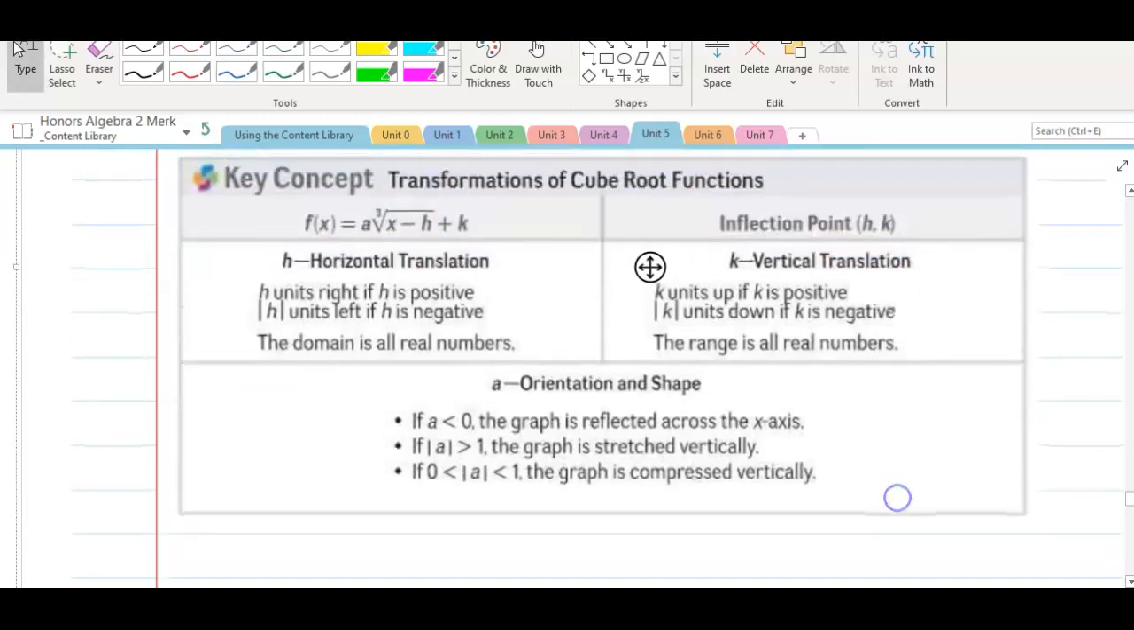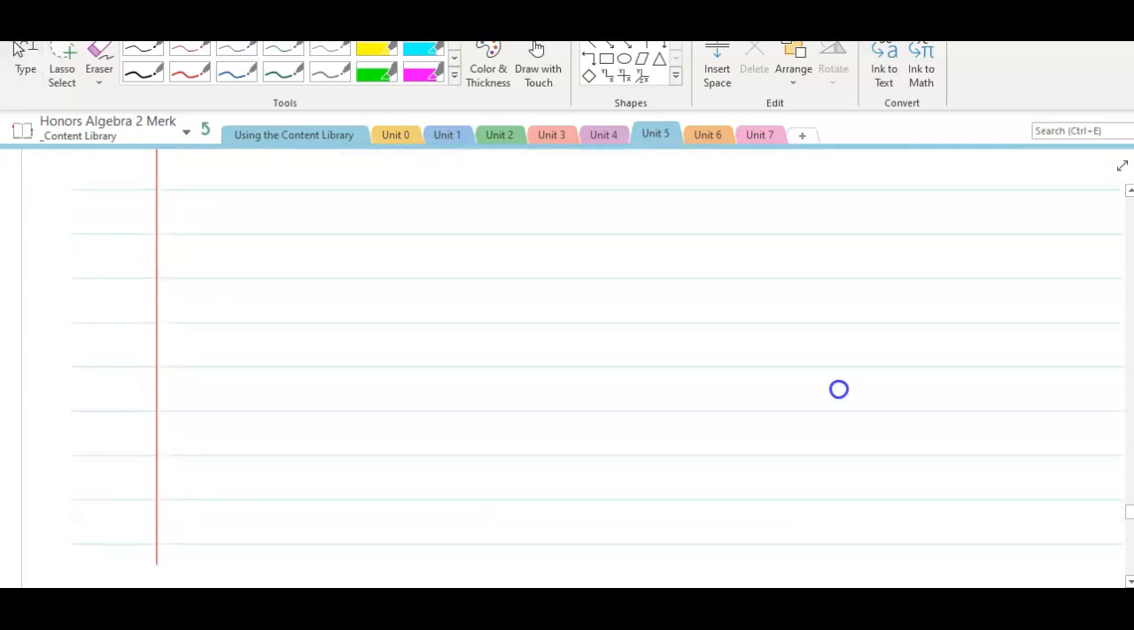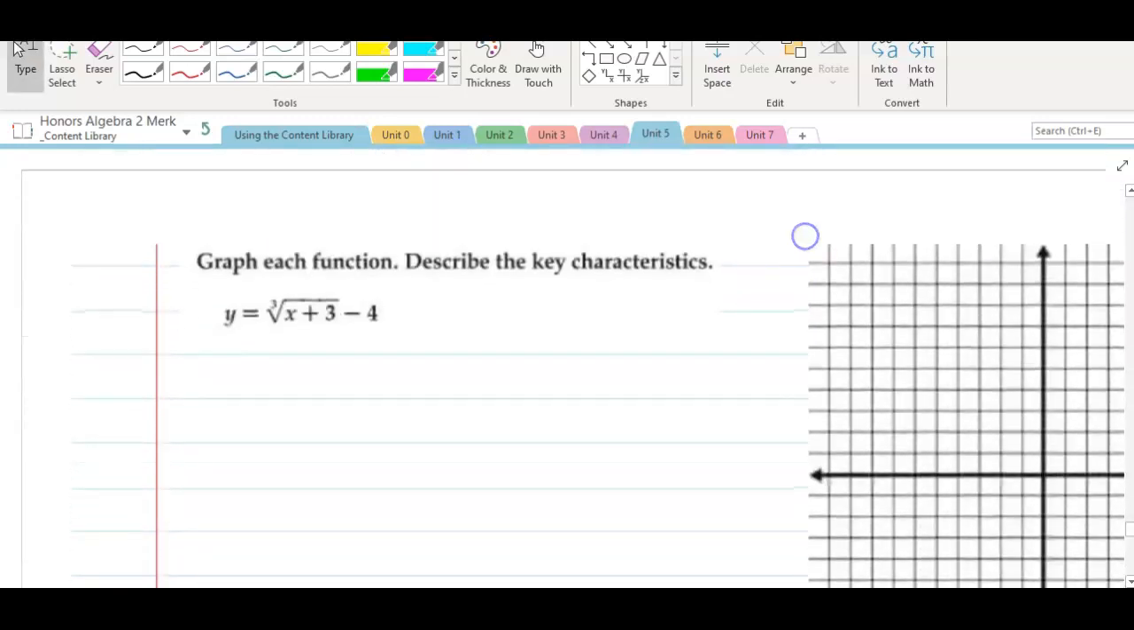Again, in our key concept chart here, we have a lot of abstract words. If k is positive, it's k units up. Sometimes speaking with variables is very hard to grasp. So again, I prefer to look at an example with numbers, and then go back and refer to that key concept chart. The chart's nice. It has everything you need to know in it. It's just hard to just read it and know what it means.